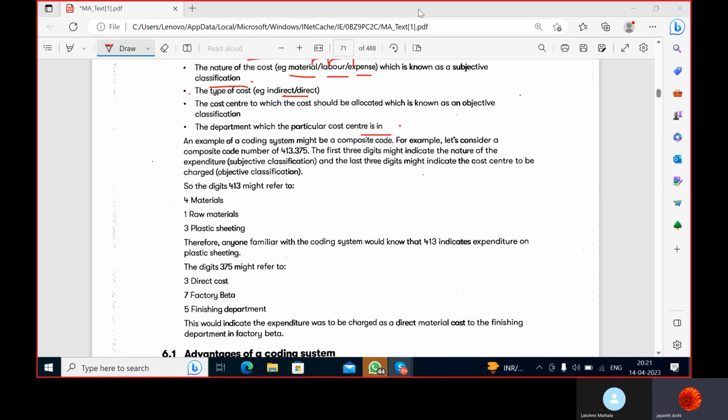That means the accountant will be noting down all the cost, and then that will go to the main cost center. So what is an example of a coding system? An example might be a composite code. For example, let's consider a composite code number of 413.375. What does it mean? The first three digits might indicate the nature of the expenditure, subjective classification, and the last three digits might indicate the cost center to be charged, objective classification. So the first three show the nature, that is material, labor, or expense, and the second part shows the cost center to which the cost should be charged. So let us see what it means. The digits 413 might refer to what?